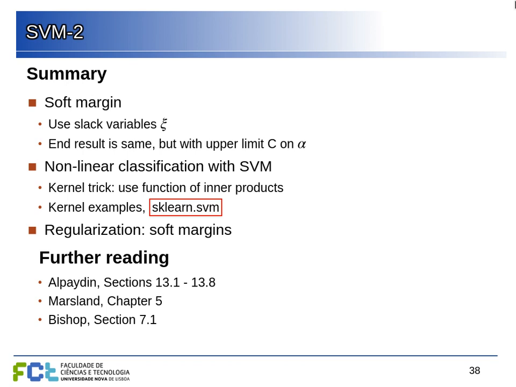We have these sections in Bishop, Marsland, and Alpaydin that you can look at. They cover mostly the same thing, but sometimes it's useful for you to see the same thing explained in different ways. It may help understanding.